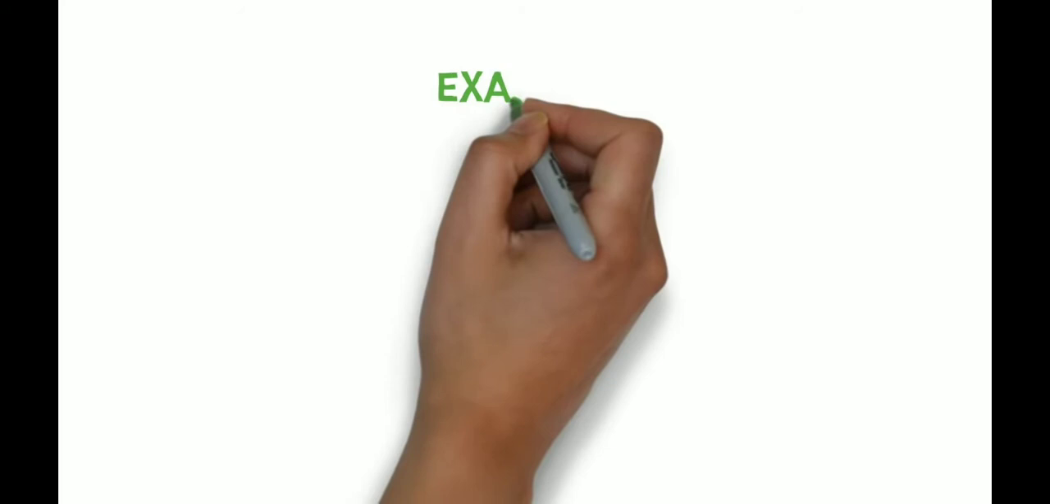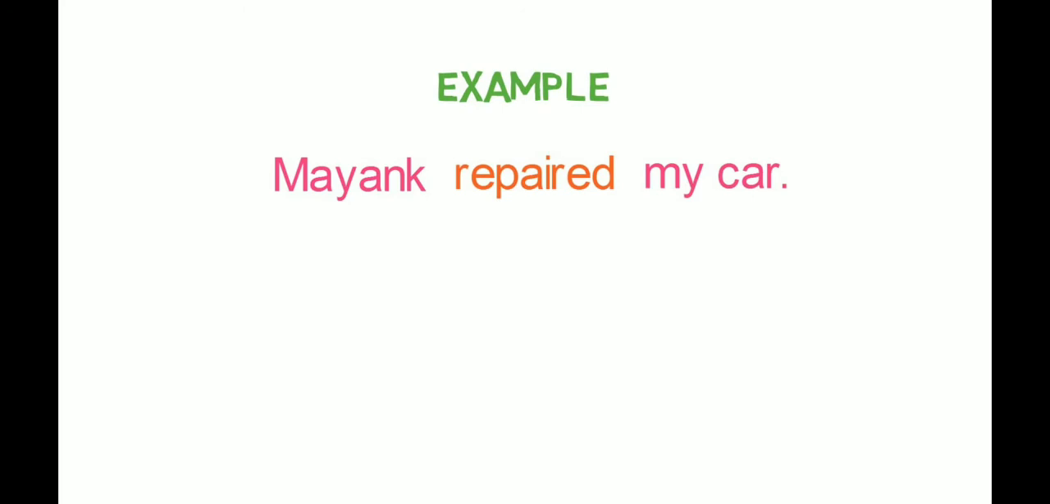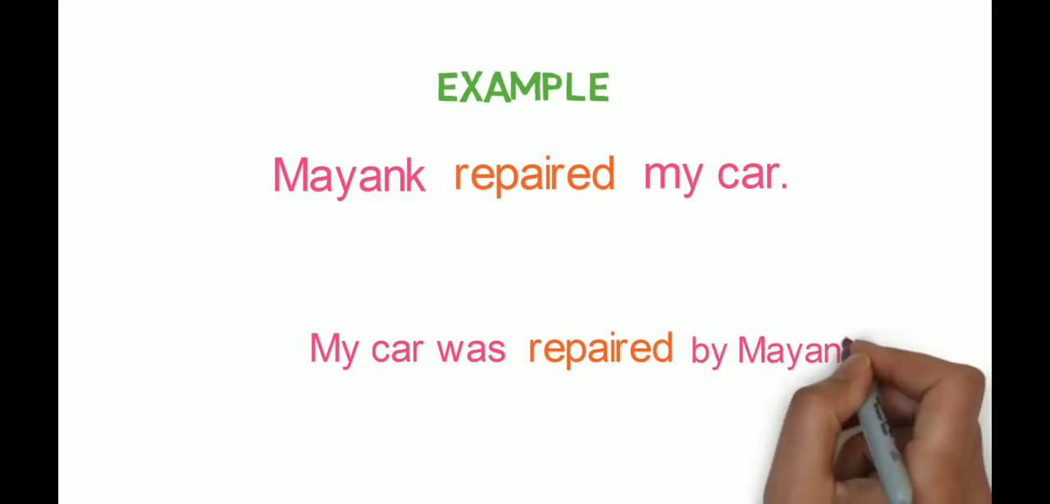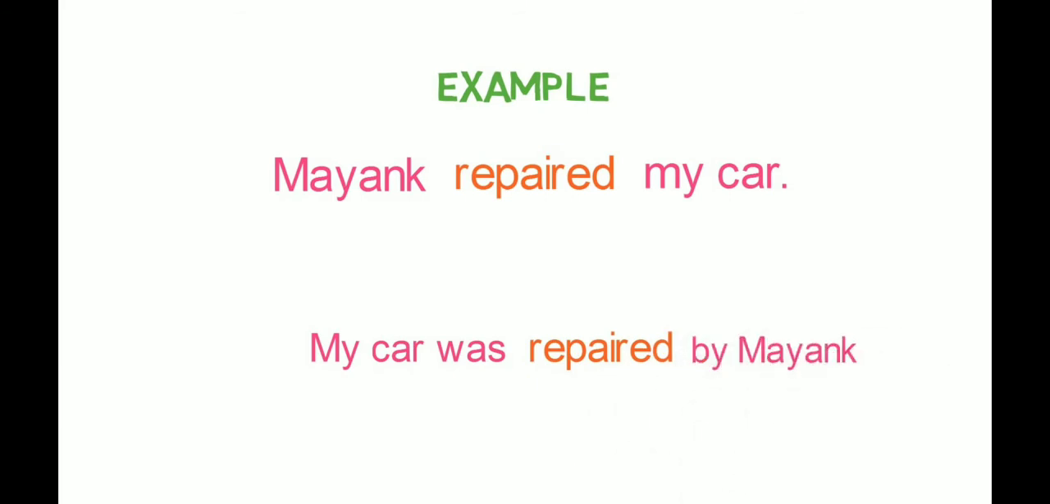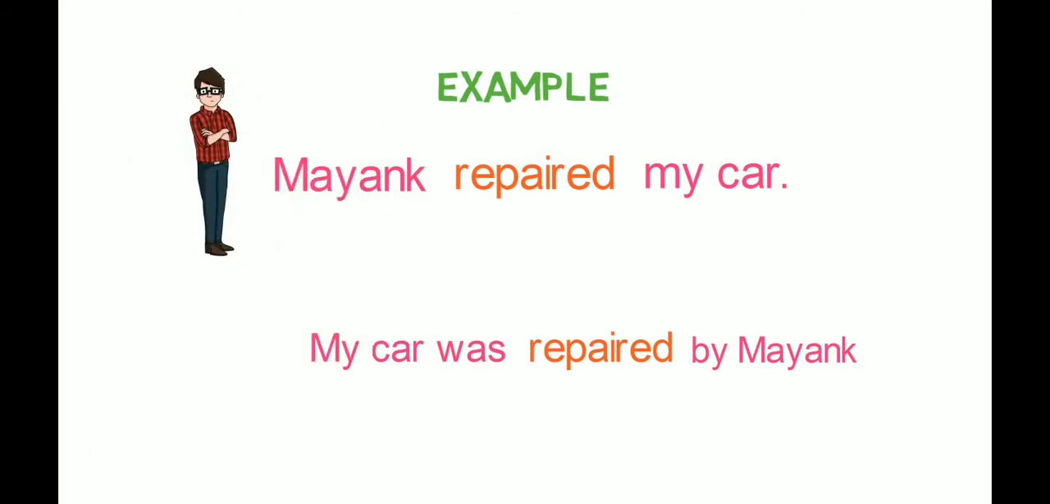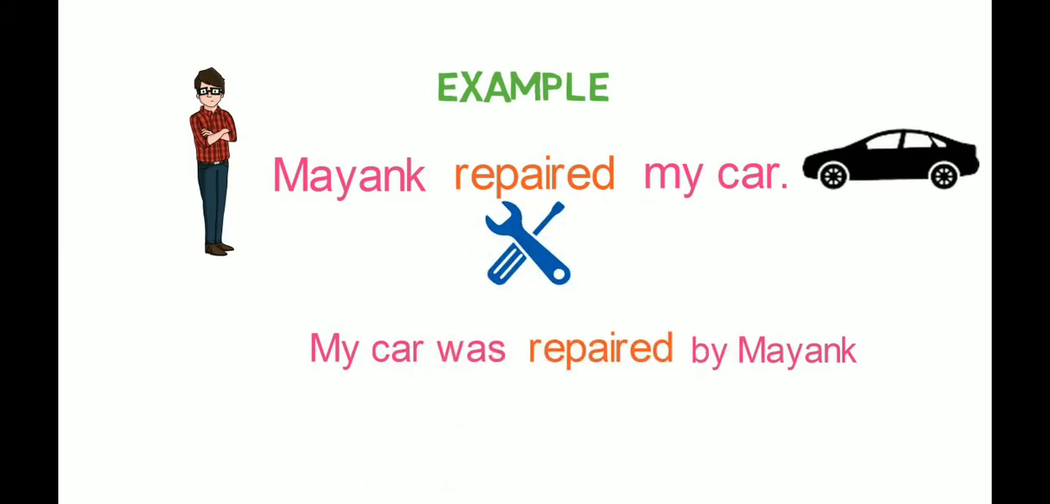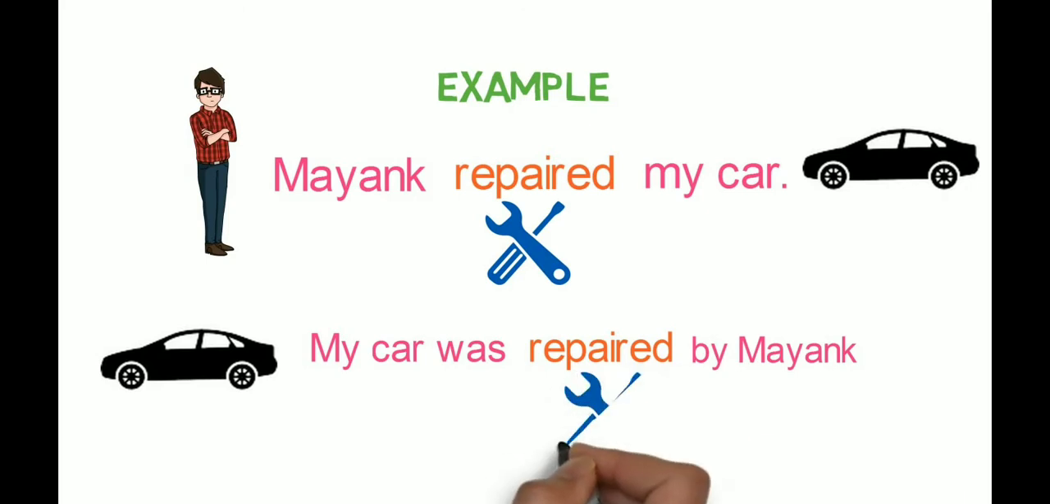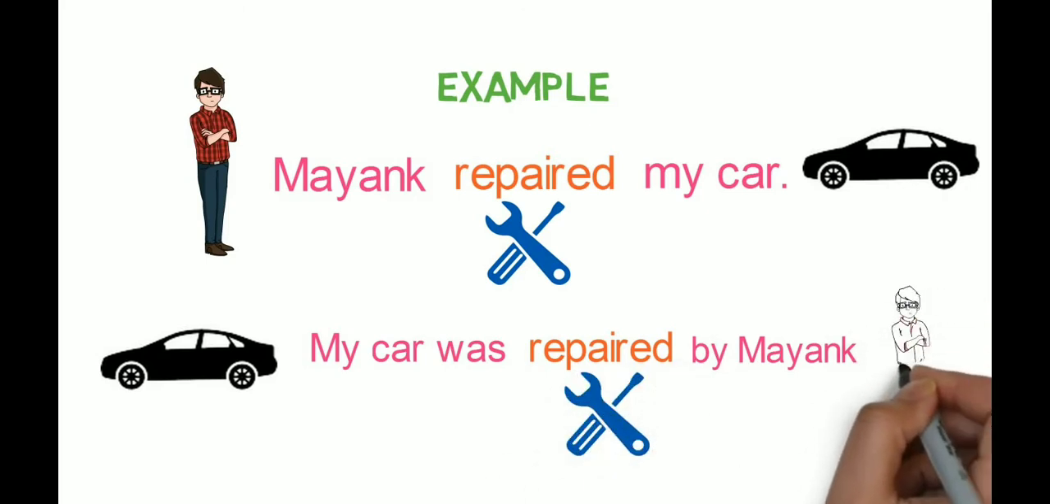Let's see an example here to make things clear. Active voice. Mayank repaired my car. The same sentence in passive voice is my car was repaired by Mayank. Both the sentences are same in meaning but the context changes. In the first sentence, subject Mayank is given more importance and we get to know that he is the person who is performing the repair activity on the car, which is an object. In the second sentence, we are giving more importance to the object car and the action performed by the subject rather than the subject itself.